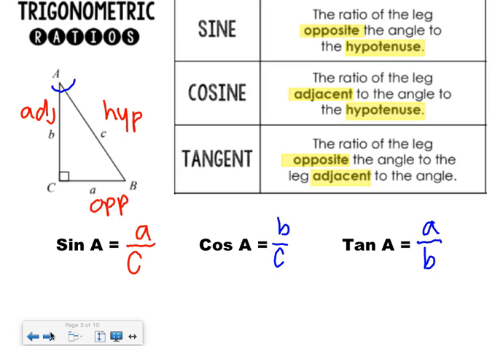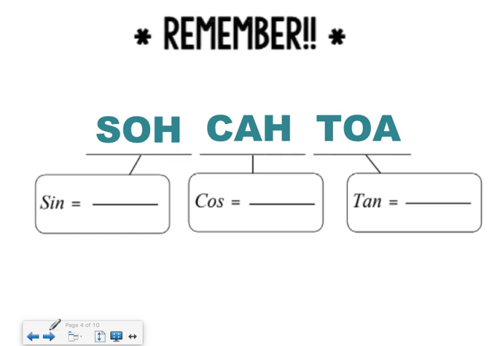So an easy way to remember what legs go with what ratio is we have this thing called SOHCAHTOA. If you remember this, great, but if not, it's not a big deal. But let's just break it down so you can remember it. So what do you suppose the S stands for in SOHCAHTOA? Sine. The O would be opposite. And your H would be hypotenuse, so now you know that the sine ratio is your opposite over hypotenuse.